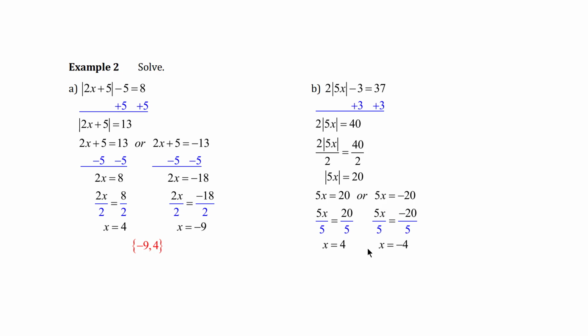So you can see we have two solutions here, 4 and negative 4. And we write our final answer using set notation. So I have curly brackets. Inside the curly brackets, I wrote negative 4 comma 4.